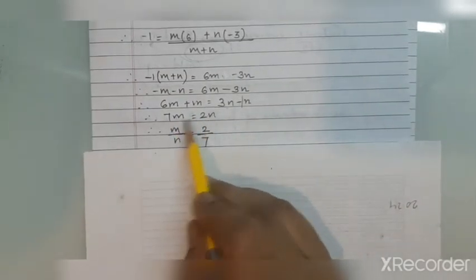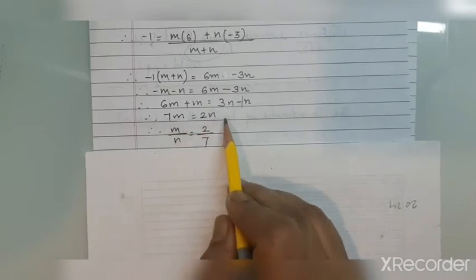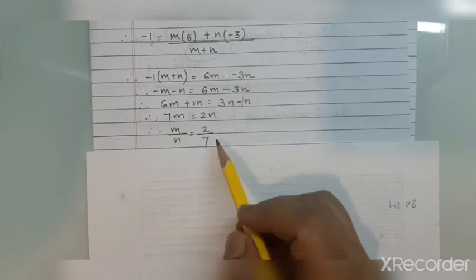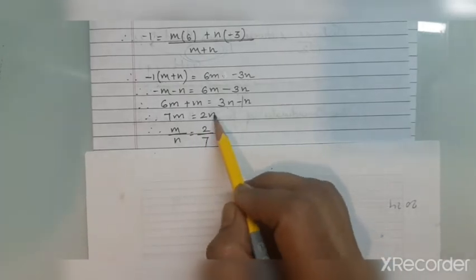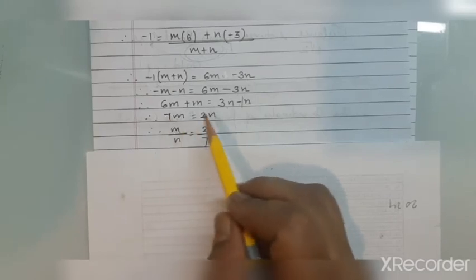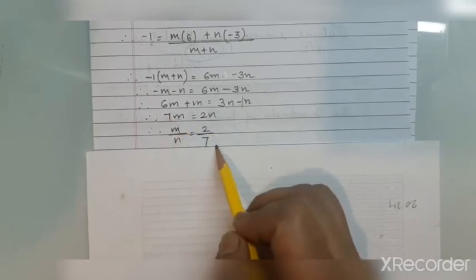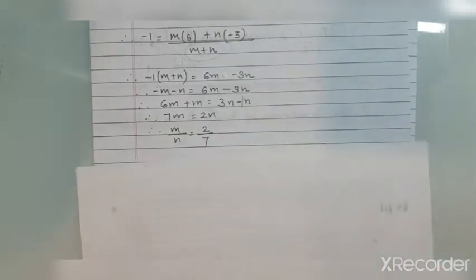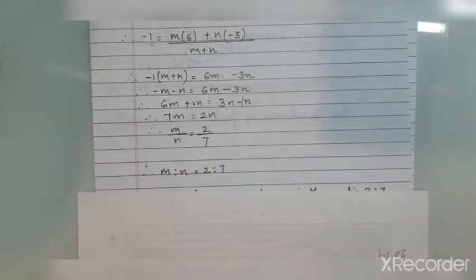So it is multiplication. 7m and 2n is multiplication. When we do the interchanging, when we change, it gets divided. So this n, if I bring to the other side, it goes down, division. And this 7, when I bring to the other side, it is multiplied, it will be divided. So m upon n is 2 upon 7. So the ratio what we need is 2:7.